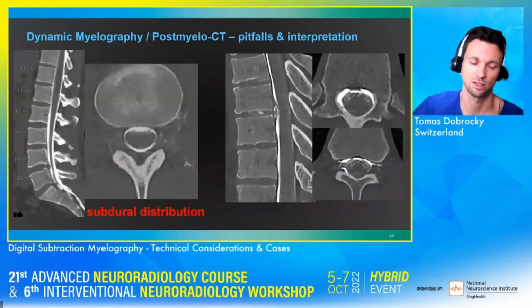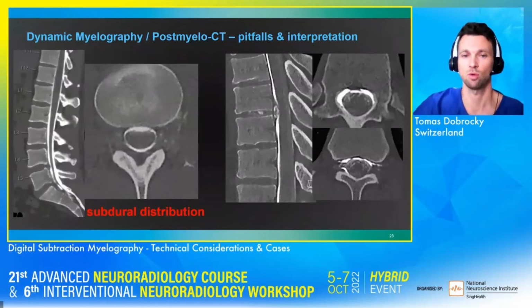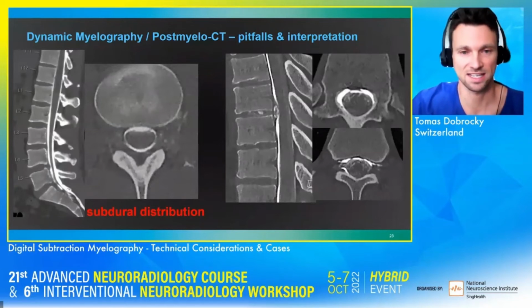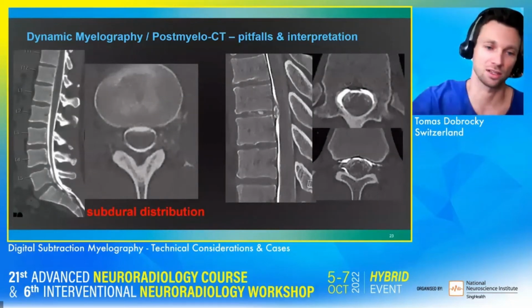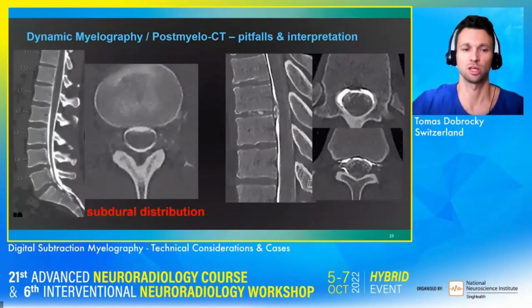So you need to be sure that you're in the intrathecal compartment, which might sometimes be challenging because the thecal sac is so poorly distended and so hypotensive that you actually cannot penetrate the dura. That's why we usually puncture in the sitting position, because then the thecal sac is better distended.